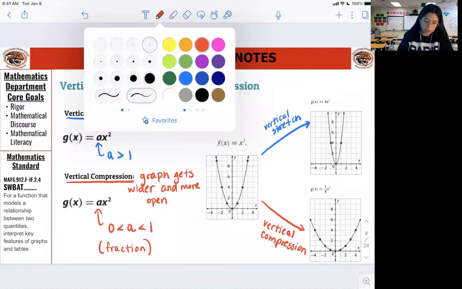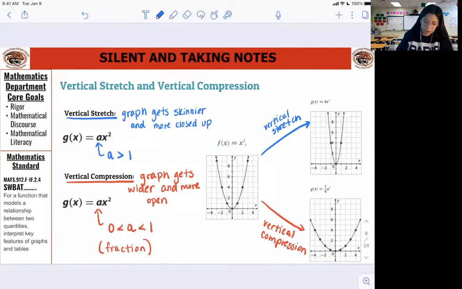And it all comes down to the leading coefficient. So when A is a number greater than 1, we have a vertical stretch. When A is a fraction less than 1, we have a vertical compression. And when A equals 1, so my parent function, it's just neutral. There's no stretch, there's no compression, it's just neutral.